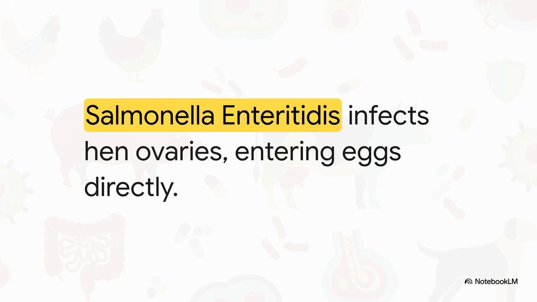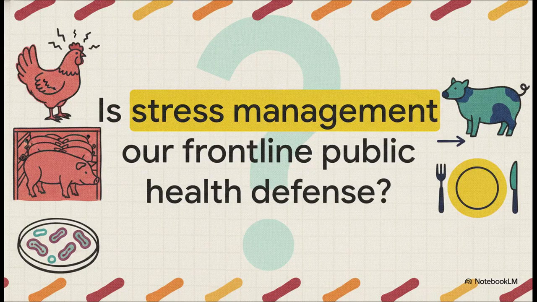Take Salmonella enteritidis. This bacteria can actually infect the ovaries of completely healthy-looking hens. This means the organism is transmitted completely silently, directly into the eggs themselves. And if those eggs are undercooked, it leads straight to severe human food poisoning. I'm going to leave you with this provocative thought to chew on. We've just seen how stress activates this disease, how drug-resistant strains evolve, and how easily this pathogen can jump from a farm animal straight to our dinner plates.